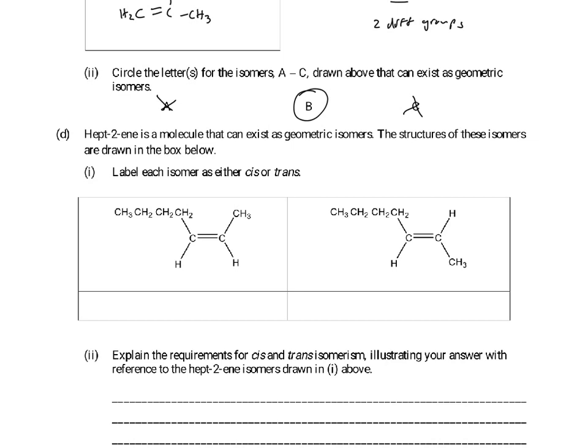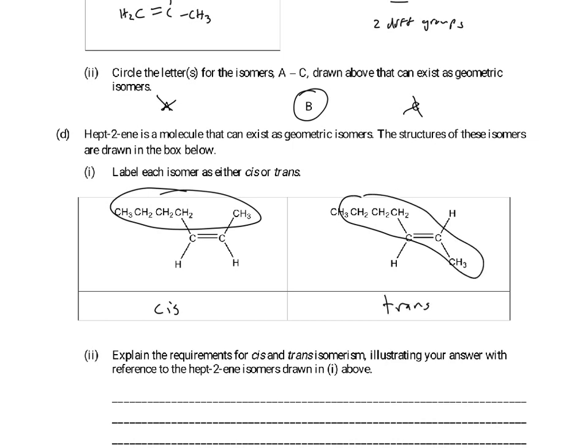Alright, heptene is a molecule that can exist as geometric isomers drawn below. You need to name them. So this one here is cis. The way I remember it is cis is very similar to the word same. So because the big groups are on the same side, that's why it's cis. This one here, the big groups are on opposite sides, therefore it's trans.